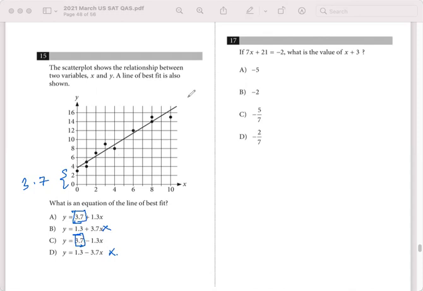The other thing I notice is that it's a rising line. It's going up, which means that the slope of the line should be positive, right? So when I say y is mx plus c, m has to be positive because the line is going up. And between option A and C, A has a positive slope, 1.3. The slope of C is negative 1.3, so that can't be the answer. Therefore, the answer is option A.